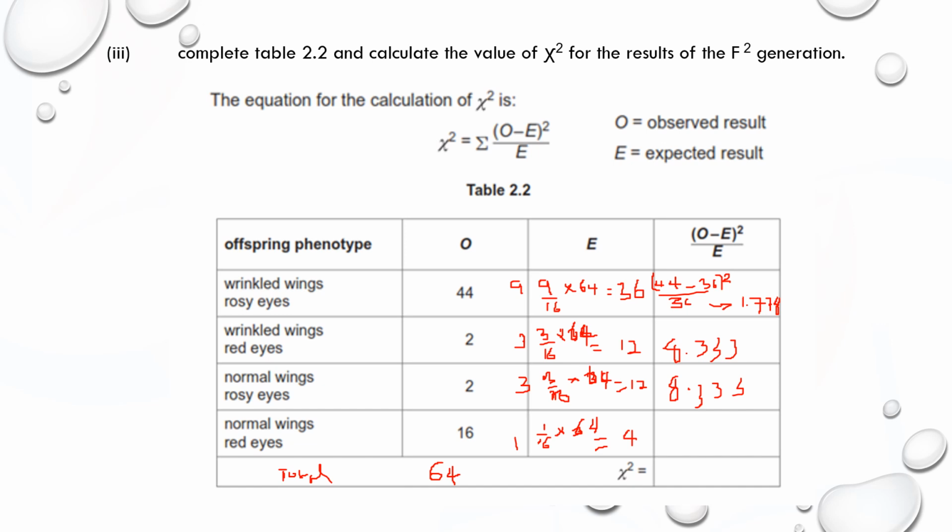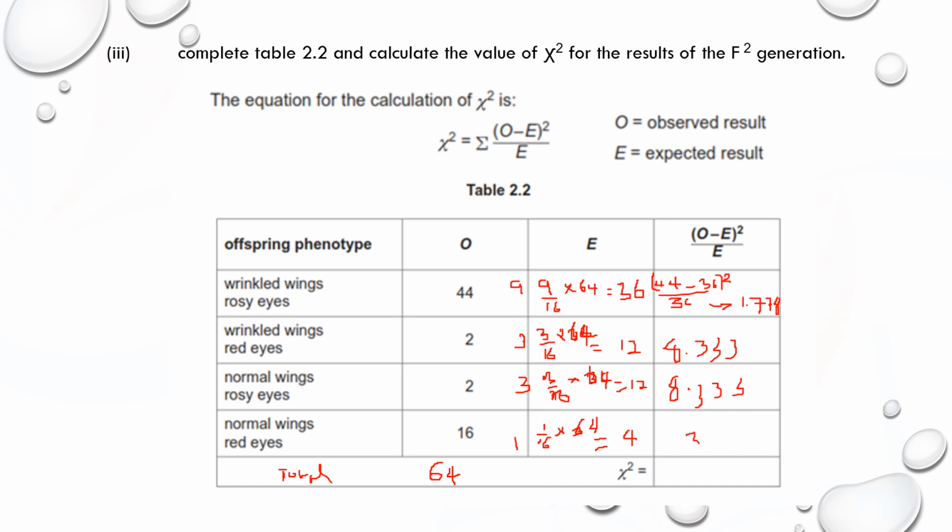16 minus 4 will give you 12. 12 squared is 144, because we are following this: this minus this gives you 12, and 12 squared is 144. 144 divided by 4 is 36. So we have 36 here.